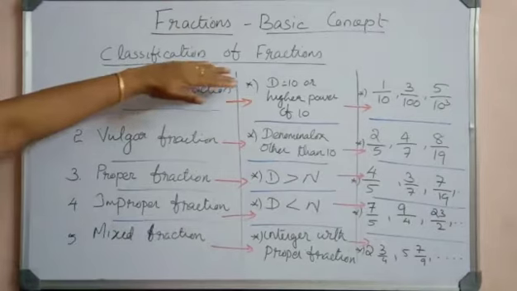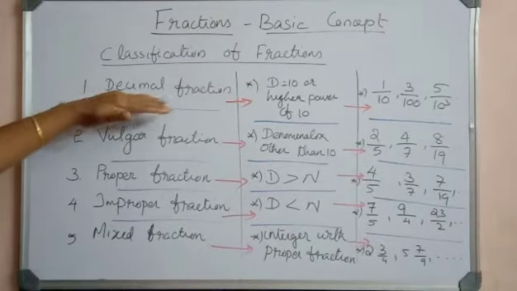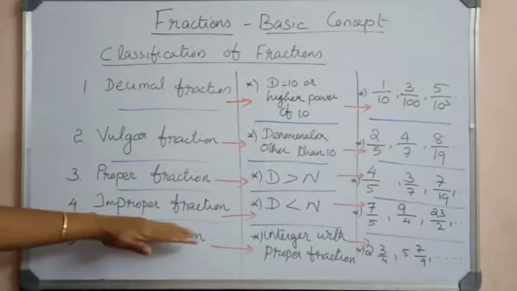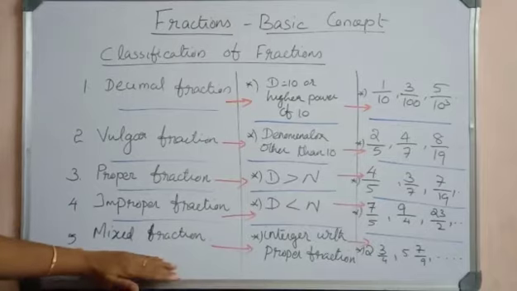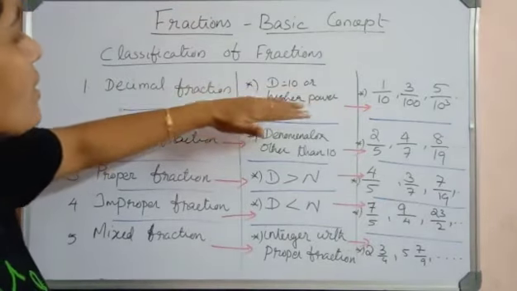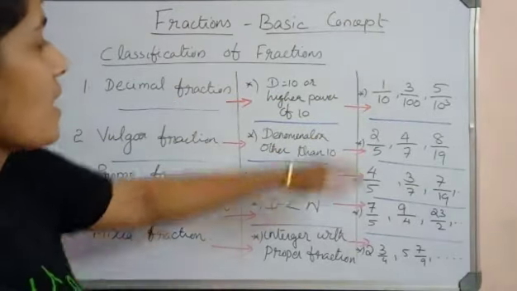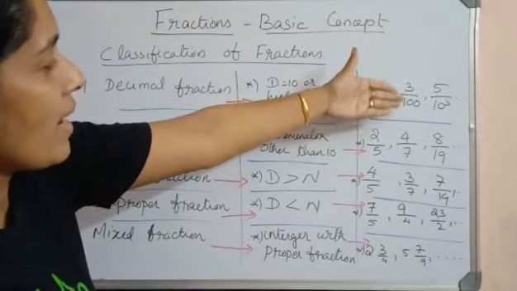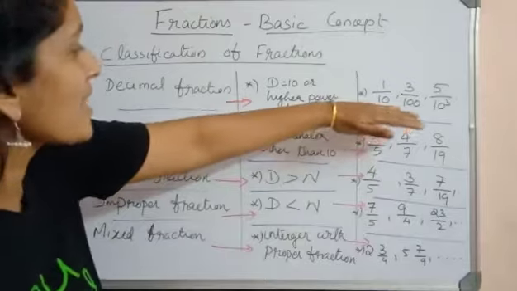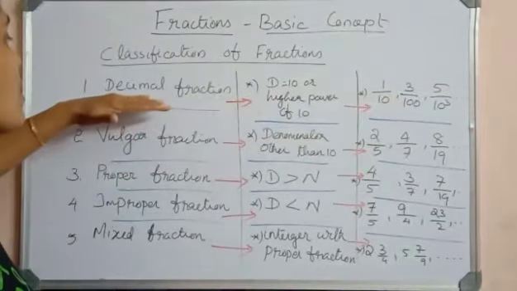Now let's see the classification of fractions. Fractions are classified into decimal fractions, vulgar fractions, proper fractions, improper fractions and mixed fractions. So what are decimal fractions? When the denominator is 10 or a higher power of 10, it is called a decimal fraction. Examples: 1 by 10, 3 by 100, 5 by 10 cube, etc. The denominators are 10 or higher powers of 10, and these are called decimal fractions.